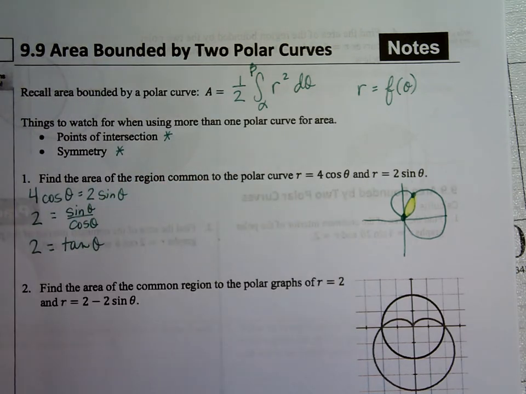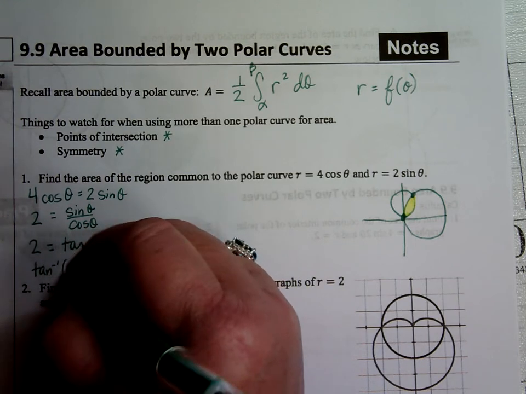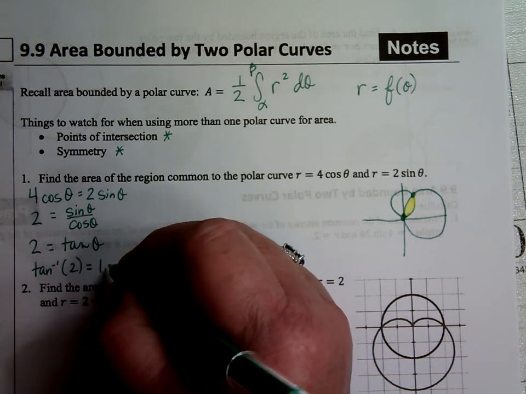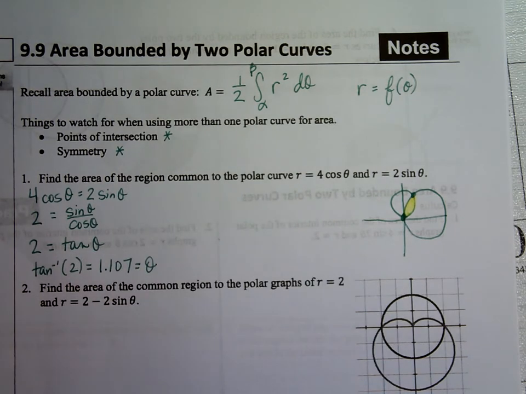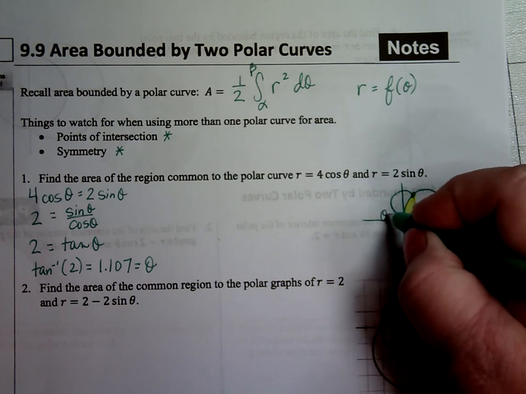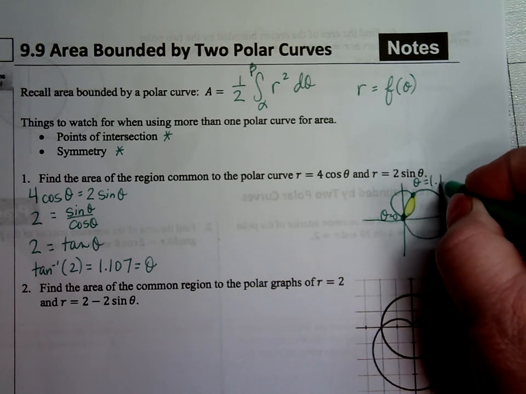Sine over cosine, remember the old quotient rules from pre-calc? And I don't know what that is. That's not on the unit circle where it would actually equal a 2. So now I've got to go to my calculator and think about where the inverse tangent of 2 would be located. What would be the reference angle for that? And I get 1.107. That's your theta value. So you know down here it's at 0, that your theta is at 0. And you know up here at this point of intersection that your theta equals 1.107.